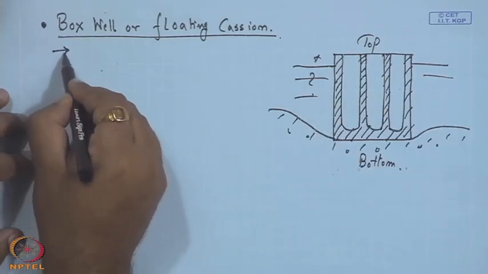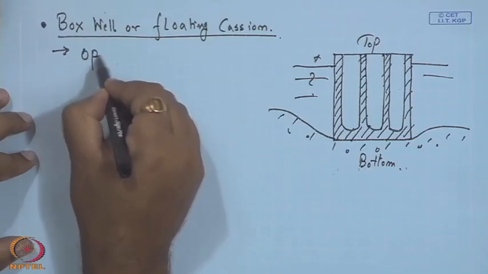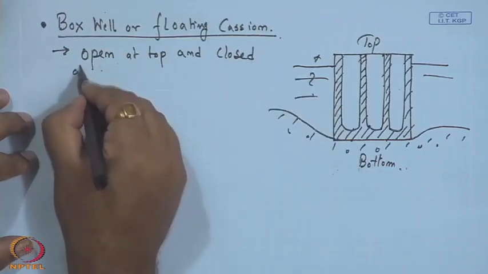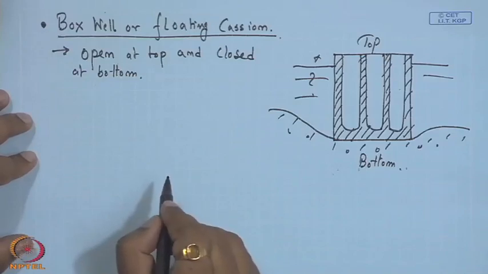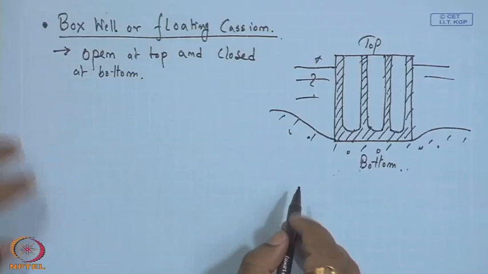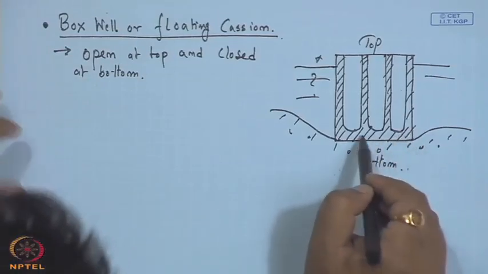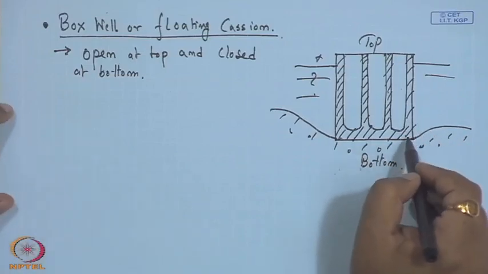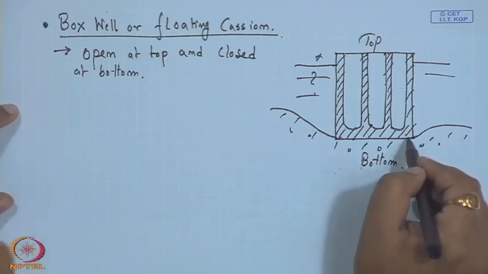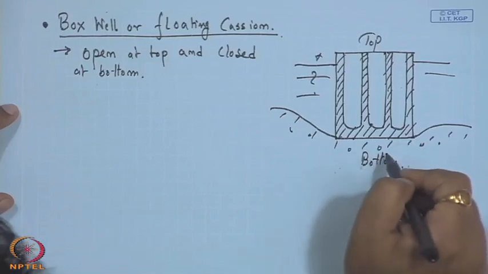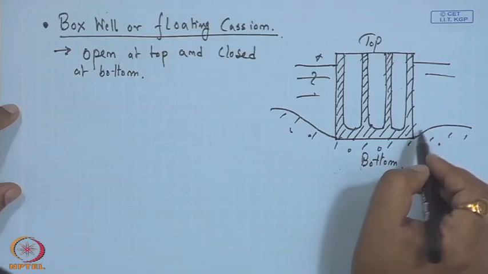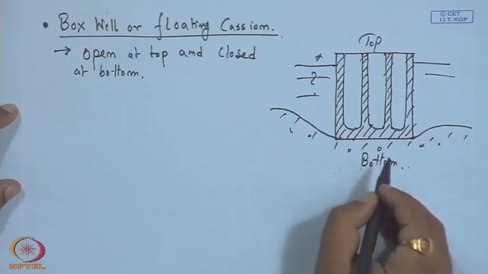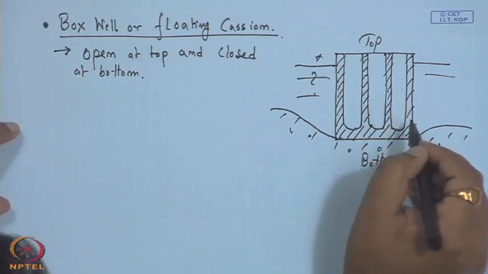So this type of well is open at top and closed at bottom, and it is cast on land. In the first case, the bottom was sealed after it reached the desired depth, so the casting was done under the water, which was not so effective. But in the case of the box well or floating caisson, the construction casting is done on land, because the bottom is closed. This can be used when the load is not very heavy.